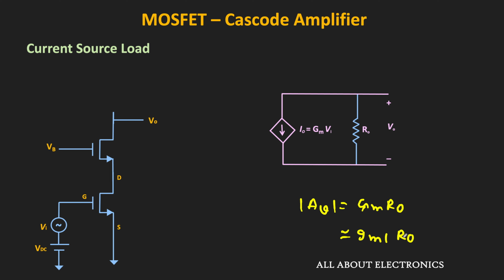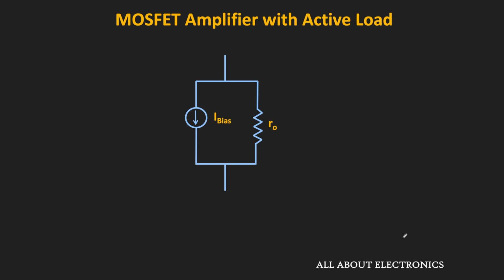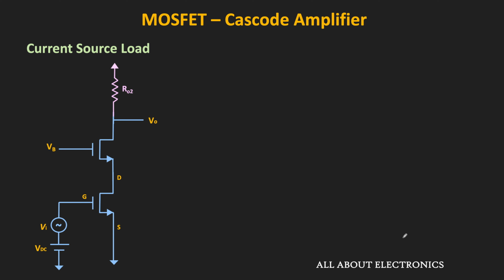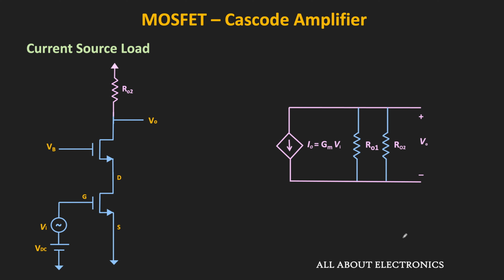But if we see the actual current source, then it has some finite output resistance. And in that case, during the AC analysis, this current source can be replaced by the output resistance. So let's say this output resistance is equal to ro2. With this, if we see the output equivalent circuit, then it will look like this.